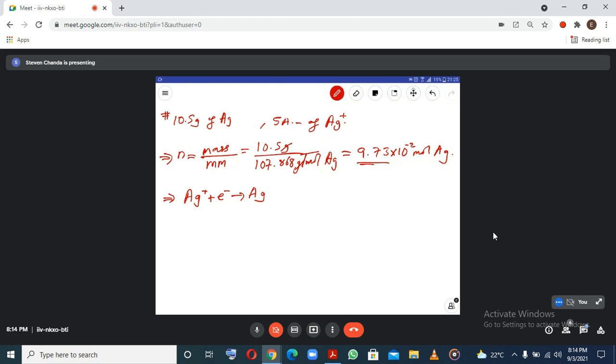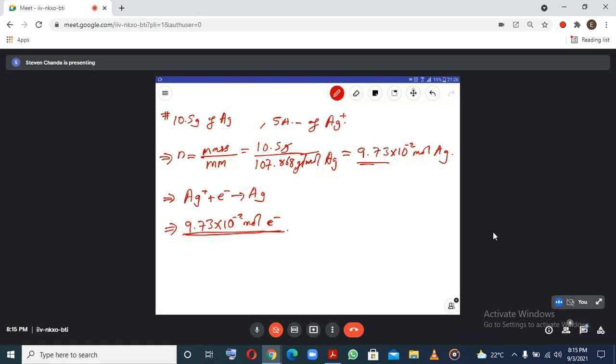So we know the number of moles that are involved. These moles of silver that we found, since the ratio between the silver ions and the electrons is 1 to 1, it basically means that the moles of electrons required is going to be what? The same. So it's going to be 9.73 times 10 to the power negative 2 moles of electrons. I hope everyone is clear on that part.